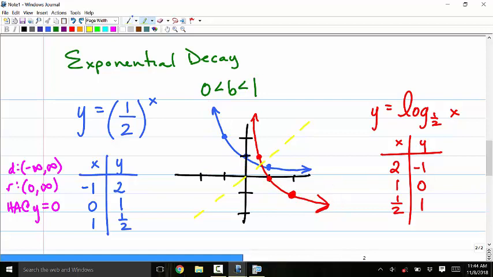Okay, domain and range of the red. What is the domain of the red? 0 to infinity. The range of the red, all reals. And there is a vertical asymptote where? x equals 0. Now, the red function, is it always increasing or always decreasing? It's always decreasing from left to right.